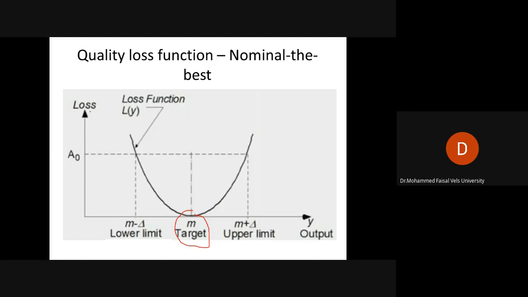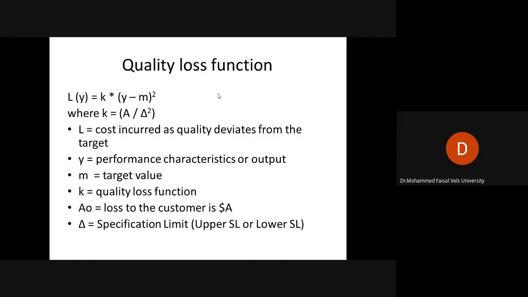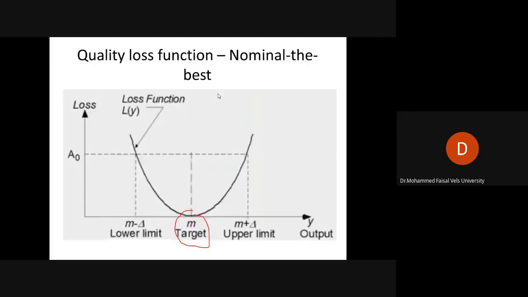Then there are three methods. We call this nominal the best. Now let me talk about the parameters over here. L is there. I already told you about the loss function. The loss function is more or less in terms of cost.